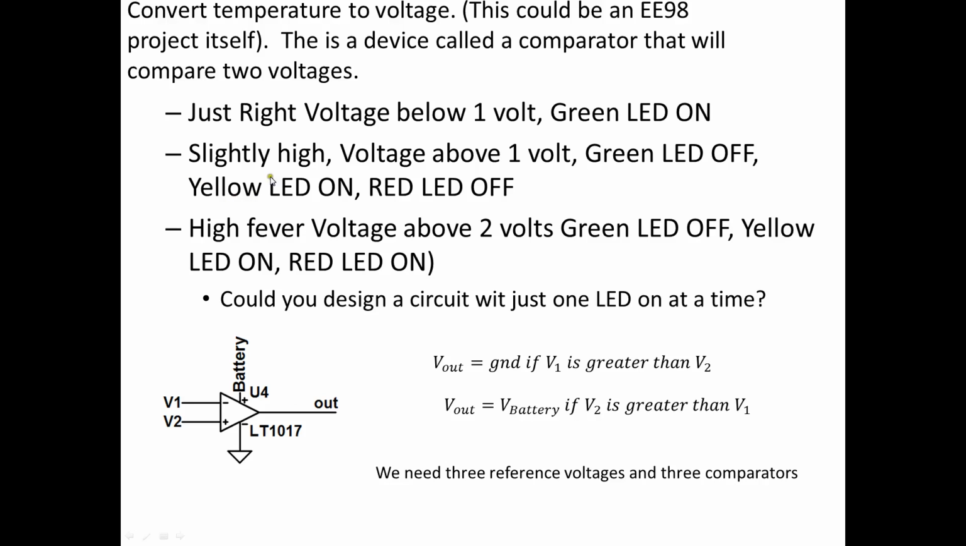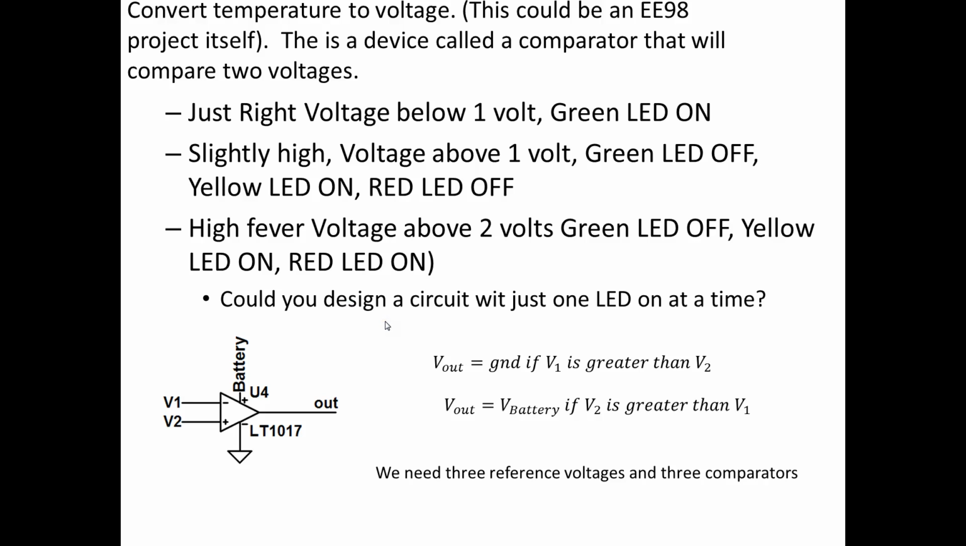So anyway, let's say I have converted those temperatures into voltage, and that the just right voltage is, I'm going to call it 1 volt, and the green LED will be on. Everything else will be off. And if I'm slightly high, voltage is above 1 volt, the green LED will be off, and the yellow LED will be on, and the red LED will be off. And if you're in a high fever condition, which we're going to call above 2 volts, green will still be off. We'll leave the yellow on, and then we will turn on the red.